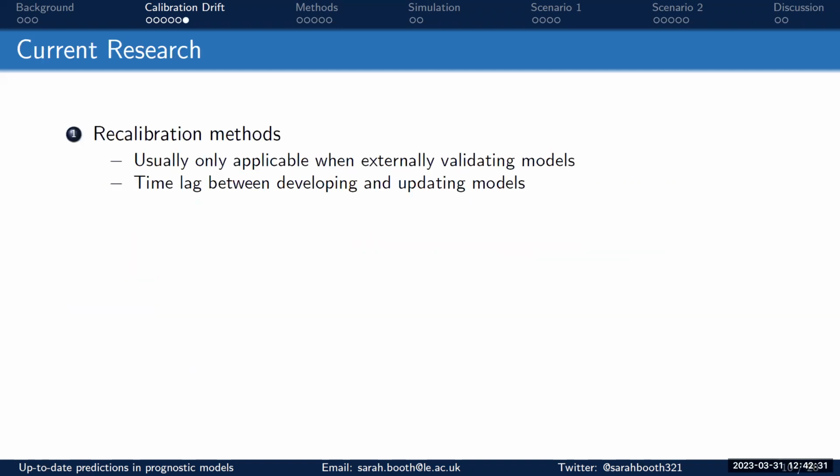In terms of the current methods, there's quite a lot of work that's already been done on recalibration. But often when you're working with survival models with really long-term survival predictions, these methods are only usually applicable when you're externally validating the models, because you need to wait for another 5 or 10 years of follow-up data to actually recalibrate these long-term survival predictions. So that's often not applicable in these settings. And if you do use that, it's usually a really long time lag between actually developing the model and then having sufficient follow-up data to re-estimate and update the model using data from new patients.